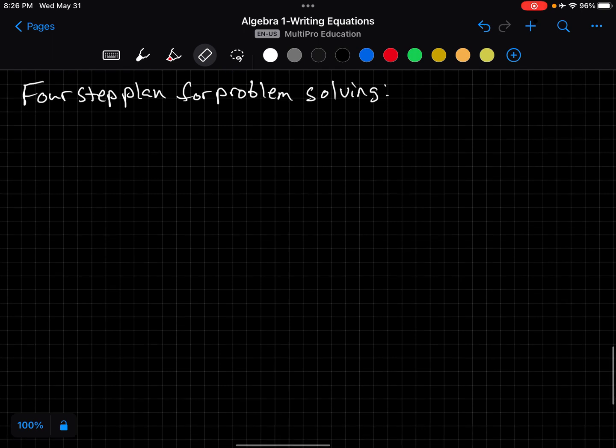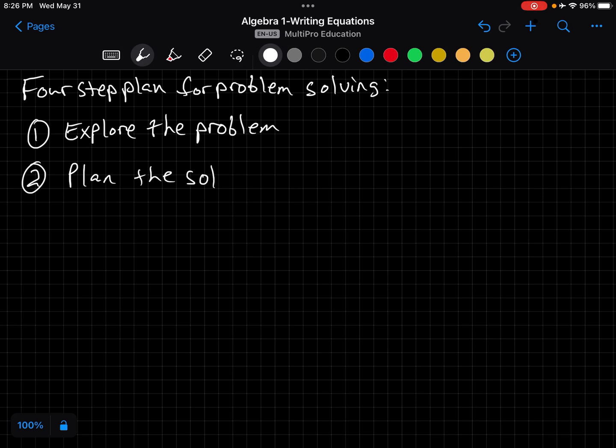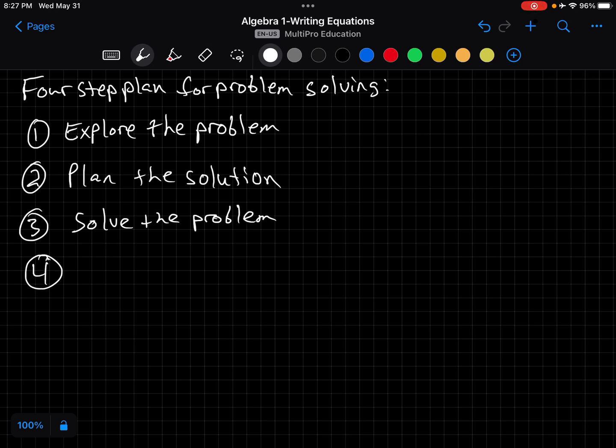So let's talk about step number 1. Ooh. Screen jumped on me there. Okay. Step number 1. We want to explore the problem. We want to read through it and kind of figure out what is it really saying. Then 2, we want to plan the solution. Okay? So what we're going to do is come up with a plan of how to solve it. Now 3, what we're going to do is we are actually going to solve the problem. I like this. I like solving problems. And then number 4 step, we are going to examine the solution.